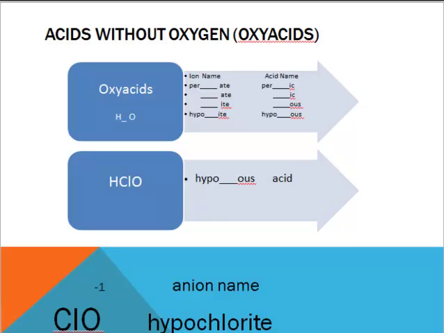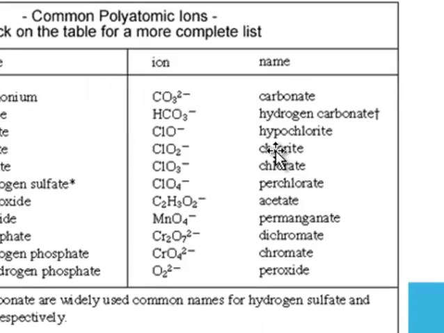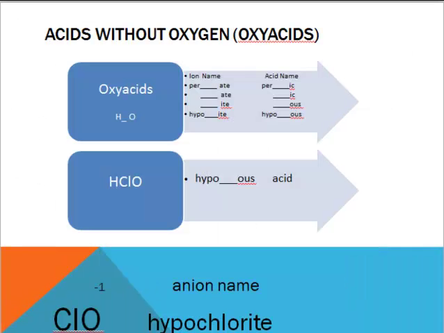This acid, HClO. Well, I know it's an acid that starts with a hydrogen. I know it's an oxyacid, so I know I need to use this chart. I now need to know what ClO is called. What is that anion's name? You can see I've typed it here, but let's go back to the chart just to make sure that you know where to find it. ClO is right here. It's called hypochlorite. Hypochlorite is the name of the anion.